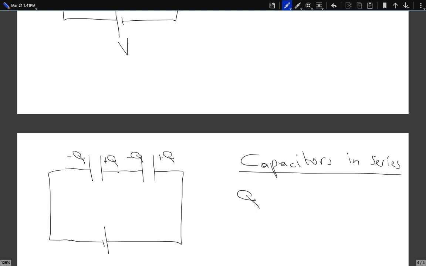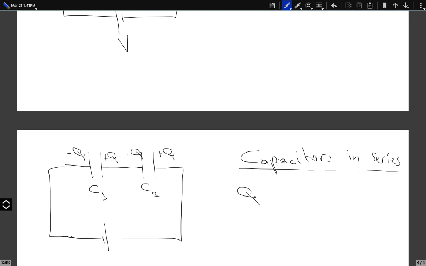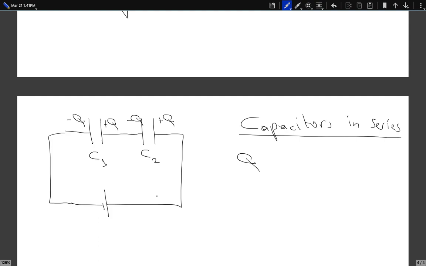Okay, so now we managed to put the charges. Let's say that this has capacitance C1, this has capacitance C2. Let's say this point is A, this point is B, and this point is C. VAC, the total potential difference between those two points, which is just V, is the potential difference created when we charge the capacitors. So that is our V. And this is equal to VAB plus VBC.